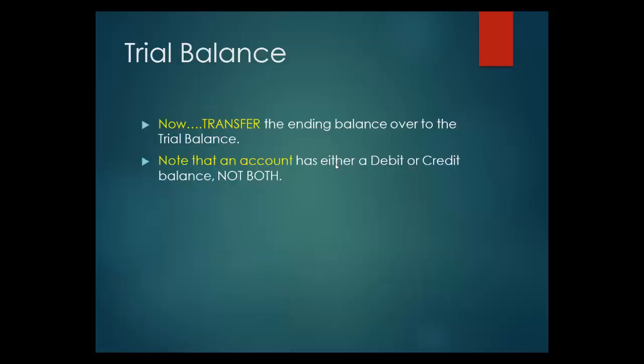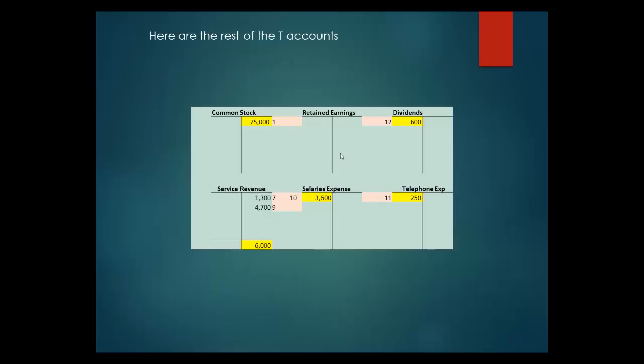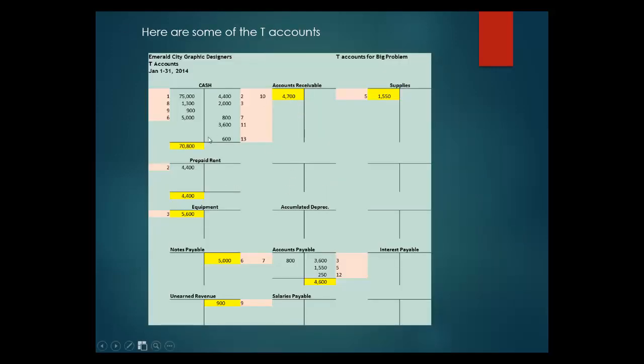All right, now we take all those ending balances and we move them over to the trial balance. Please note that an account has either a debit or a credit balance, not both. An account can have activity and transactions on either side, debits and credits. But when we come up with our ending balances, we only put them on one side. Now let me back up on that. See how the cash has debits and credits. Add up the debits, add up the credits, whichever one is bigger, that's where your balance goes.